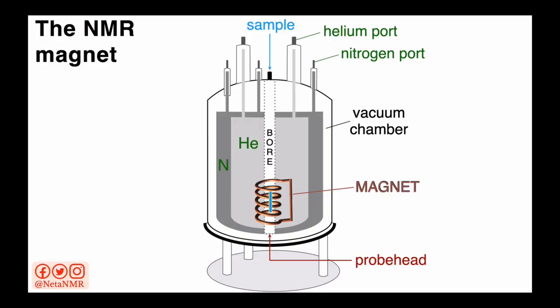Some of the newer magnets no longer use liquid nitrogen, but have a system of liquid helium reliquefaction, thus reducing the need to refill the magnet with liquid helium. Now that we're familiar with the NMR instrument, let's see how NMR works.